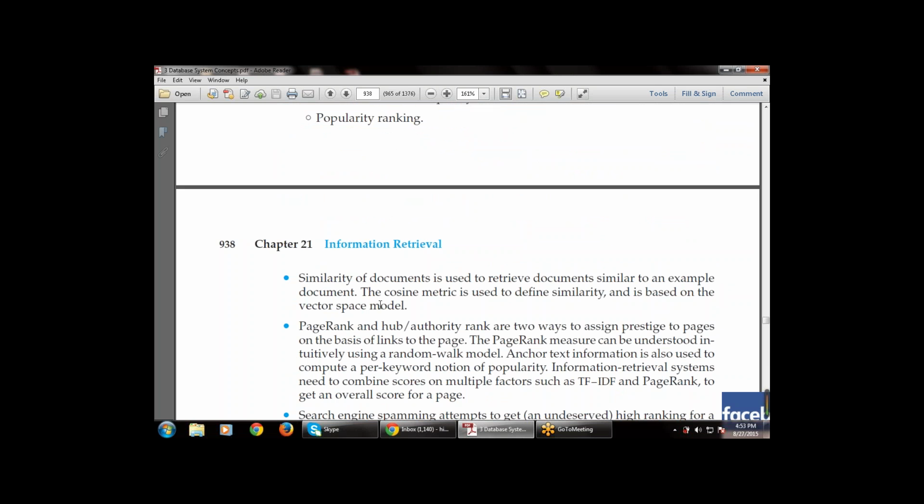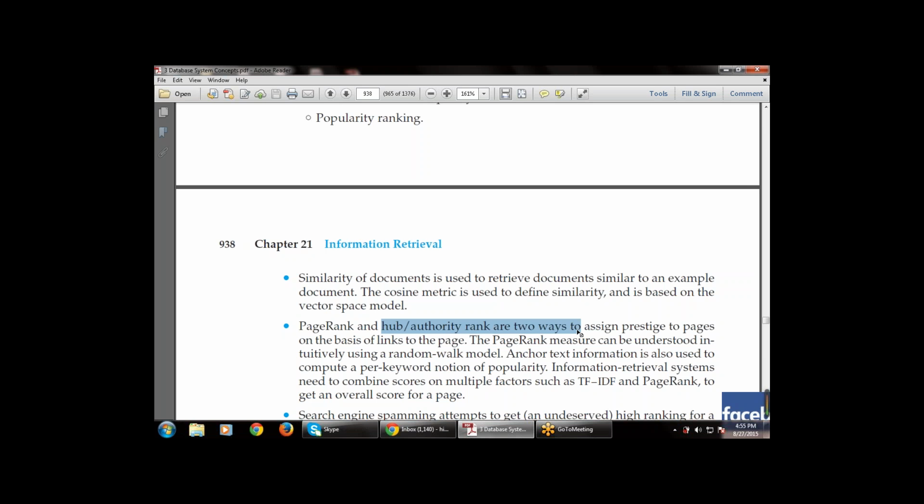Then page rank and hub authority rank are also defined as methods. Page rank and hub authority rank are two ways to assign prestige to pages on the basis of the links to the page. The page rank measure can be understood intuitively using a random walk model.